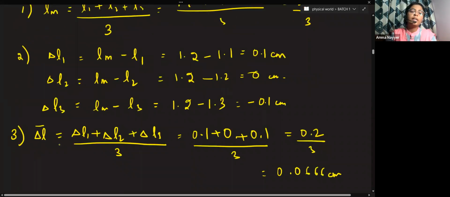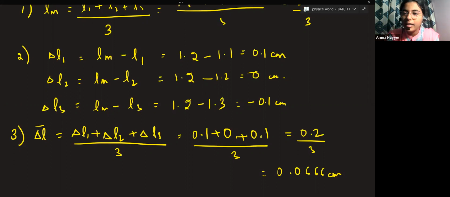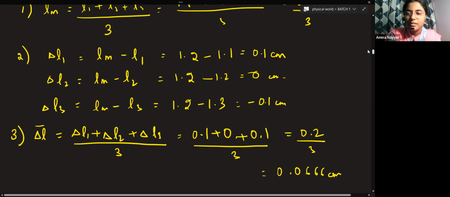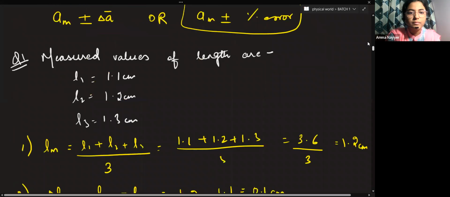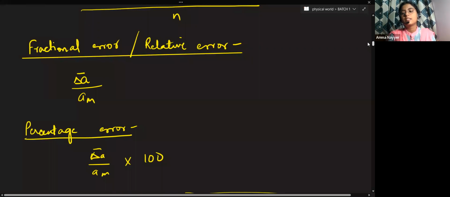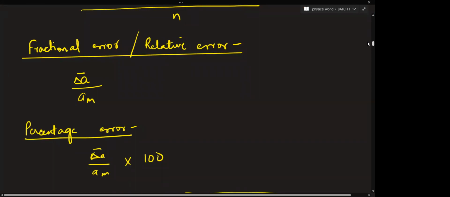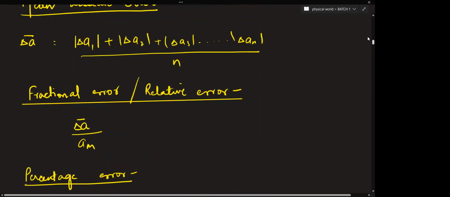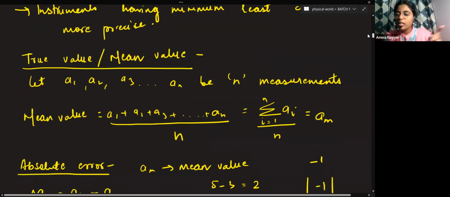What did we calculate over here? Delta L bar. See the heading. Did you not write the heading, Zeram? Yes, no. Zeram? Yes, ma'am.